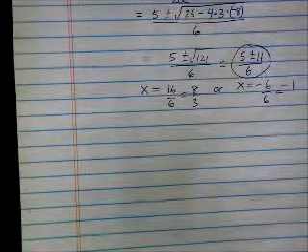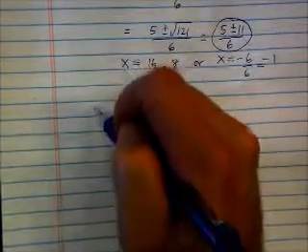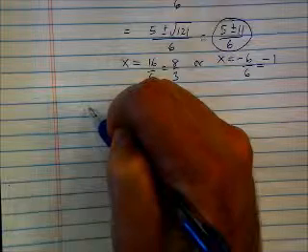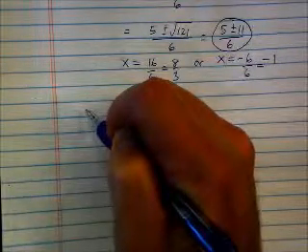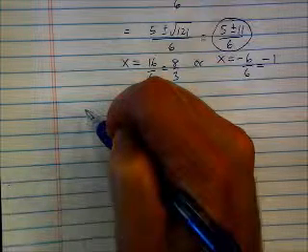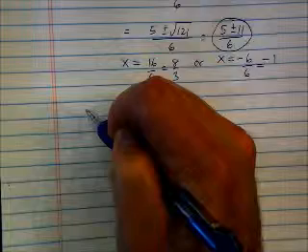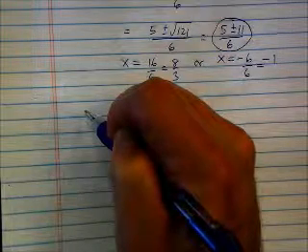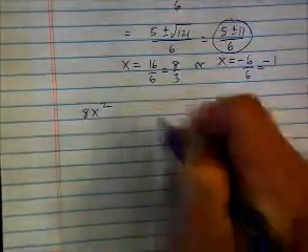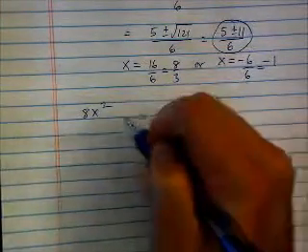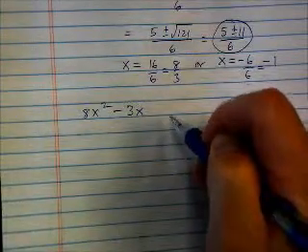Somebody make up a number for me. Anybody got a number? Any good numbers? Eight. 8x squared minus 3x plus 5 equals 0.